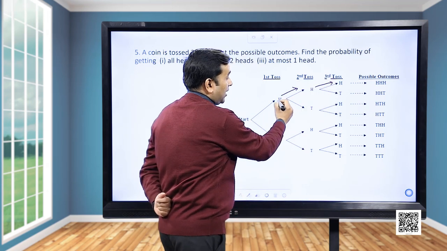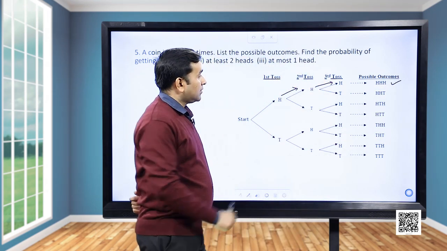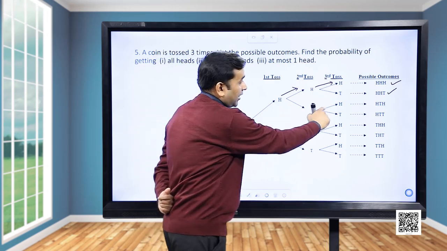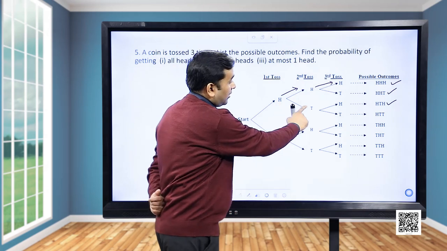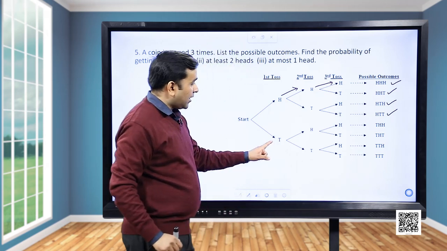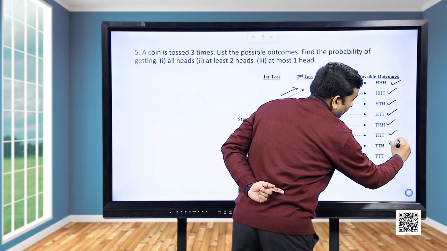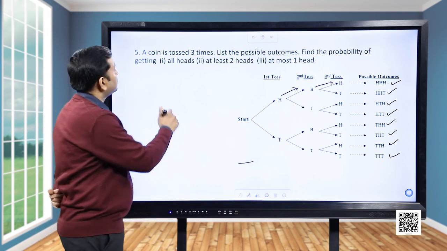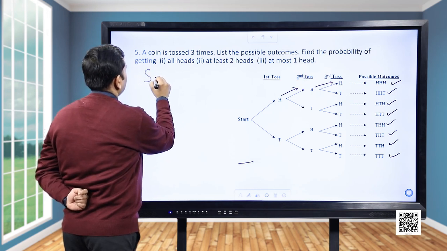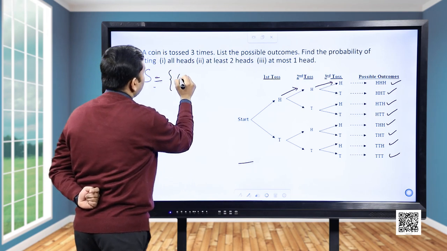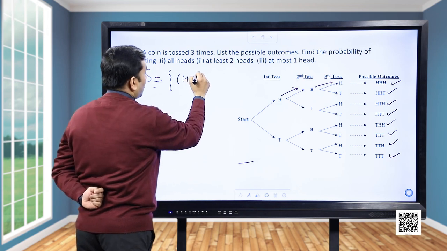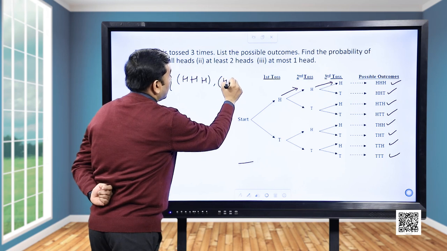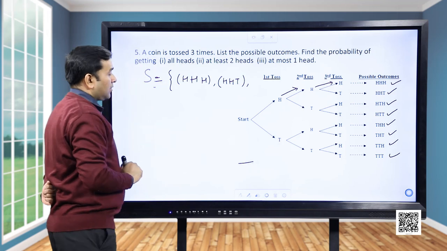And again, we can get head or tail. So, the first outcome would be head, head, head, which is this. Then the second outcome would be head, head, tail, which is this. Third outcome would be head, tail, head. And fourth one would be head, tail, tail. Similarly, if we get tail, we would get all these outcomes. Okay? Let us write our sample space. On the first toss, if we get head, second toss, we again get head, then third toss, we again get head. Similarly, we can get head, head, tail. All these are possible outcomes.